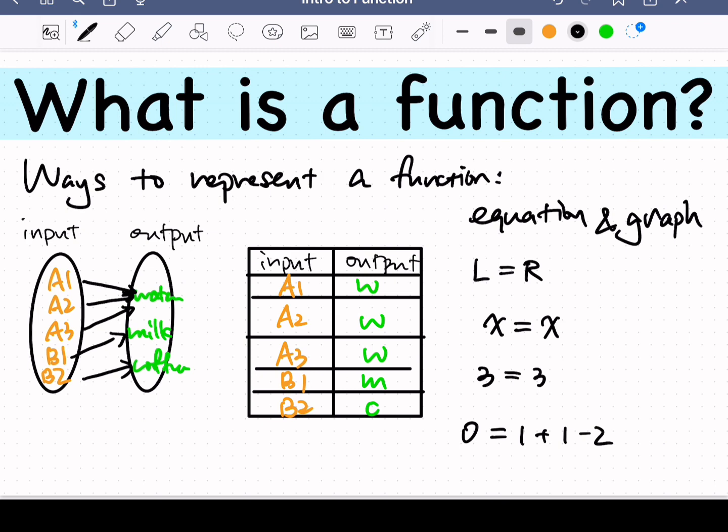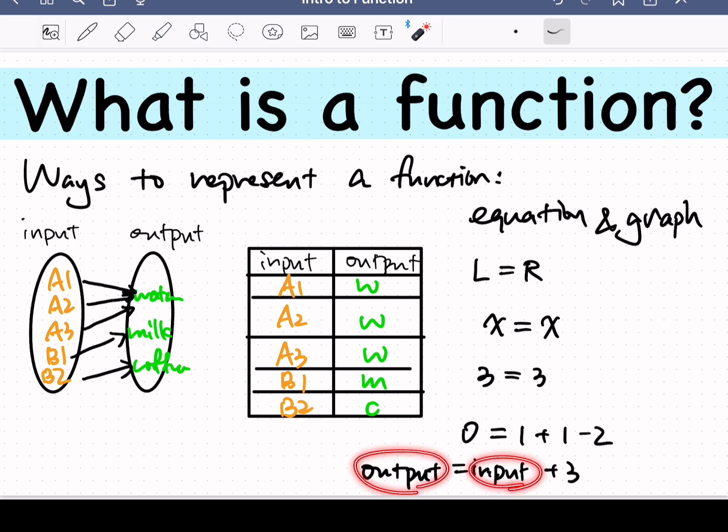Okay, so a function, again, means there must be an input and output. So something like this would be a function. Output is equal to input plus 3. It means whatever the input is. Input can be a number. It can be a positive number. It can be a negative number. It can be a fraction. It can be 0, or it can even be a variable. Anyway, for every single input, if you add 3 on top of that, then you get the output. Then it clearly shows the relationship between an input and an output. So this is a function represented in terms of an equation.